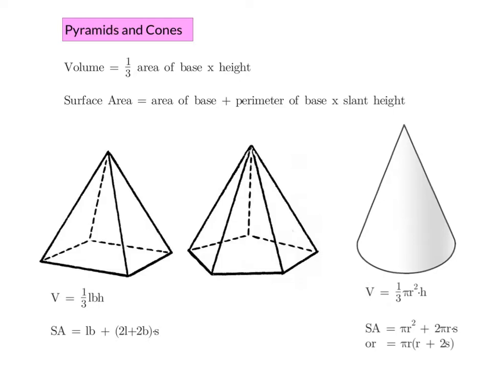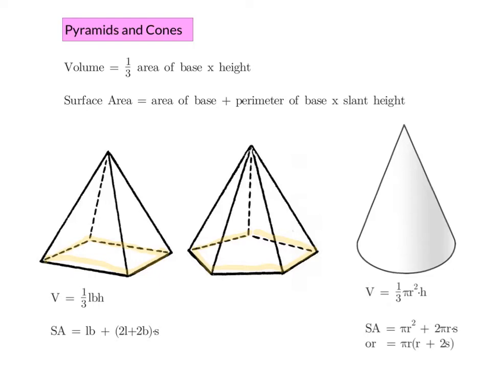Next, we're going to look at pyramids and cones. Now, a pyramid is an object that has a base, and then it has an apex that is directly above the center of the base. A pyramid could have various bases. If you can see in my diagram here, I've got a pyramid with a rectangular base, or possibly a square base, and I've got a pyramid with a pentagonal base. You could have any base on your pyramid.